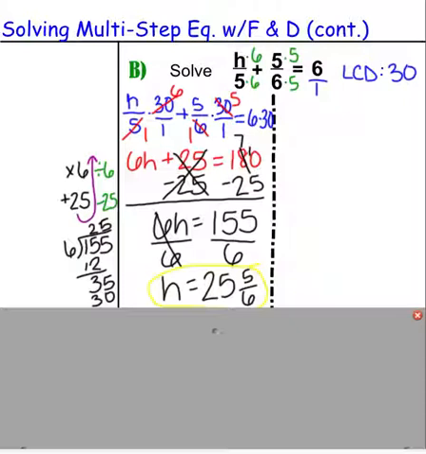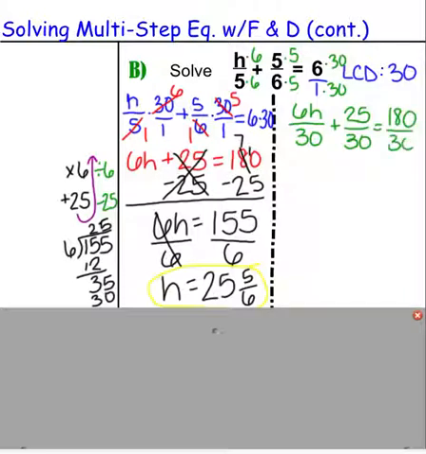So when I do that, I get 6h over 30. And really I can say, well, I need to multiply this by 30 because I multiply this by 30, just because we can keep the common denominators the same. 6h over 30 plus 5 times 5 is 25 over 30 equals 180 over 30. Now if you notice, all the numerators put together are the same thing as the other equation on the other side if you look over here.